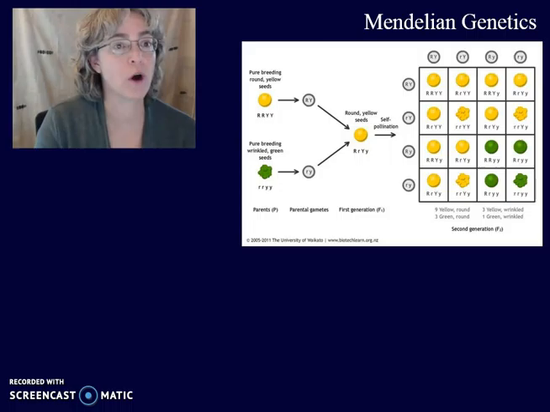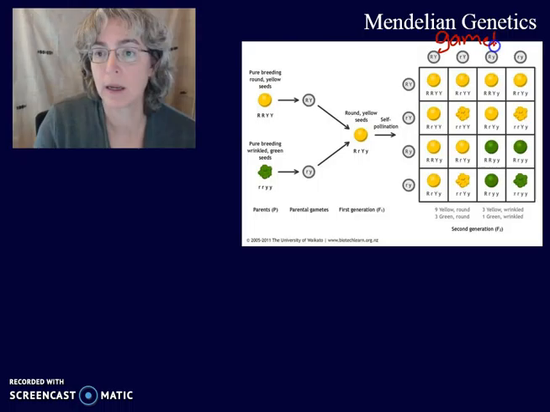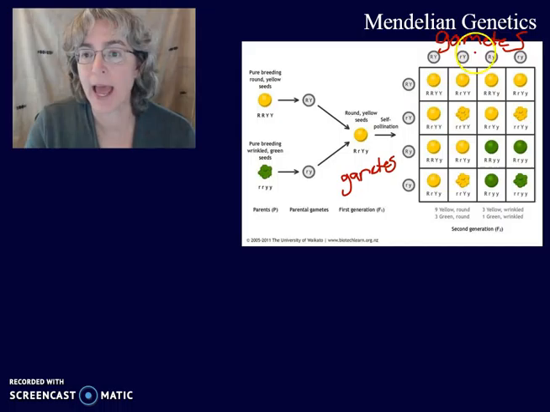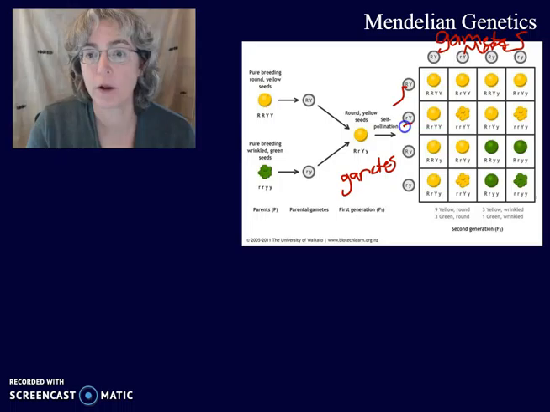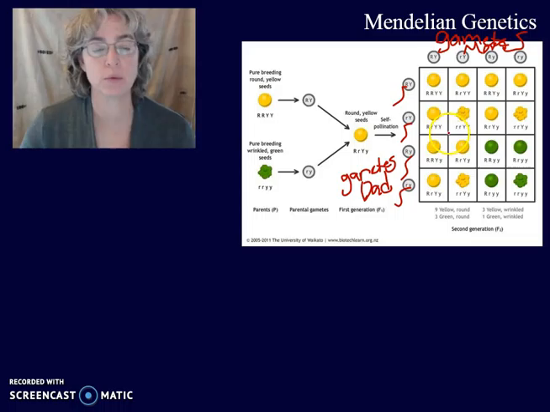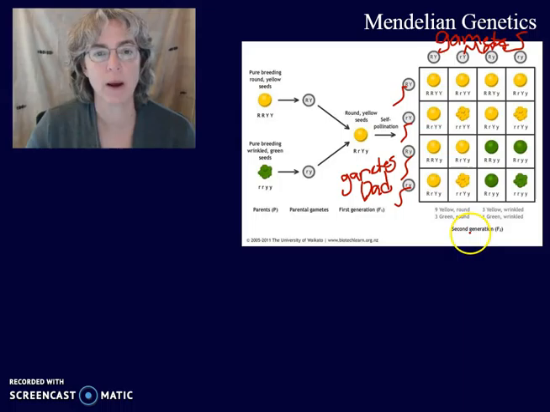So remember, these are all of our gametes on both axes. These are the eggs from mom, and these are the sperm from dad. Okay, so what offspring can these two individuals then come up with from all of these different types of gametes? And it's all probability, which one is going to combine with which. But if you have a large enough sample size, then you are going to get a specific ratio because of the probability.